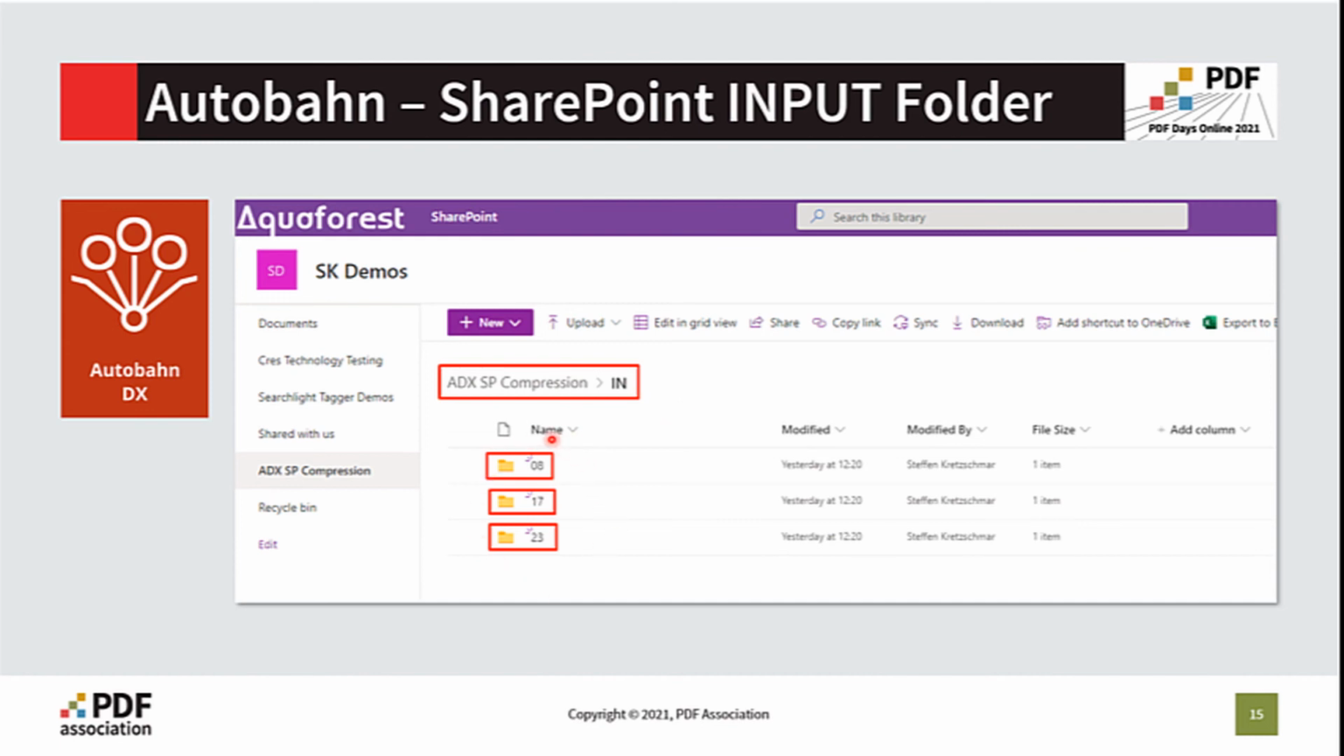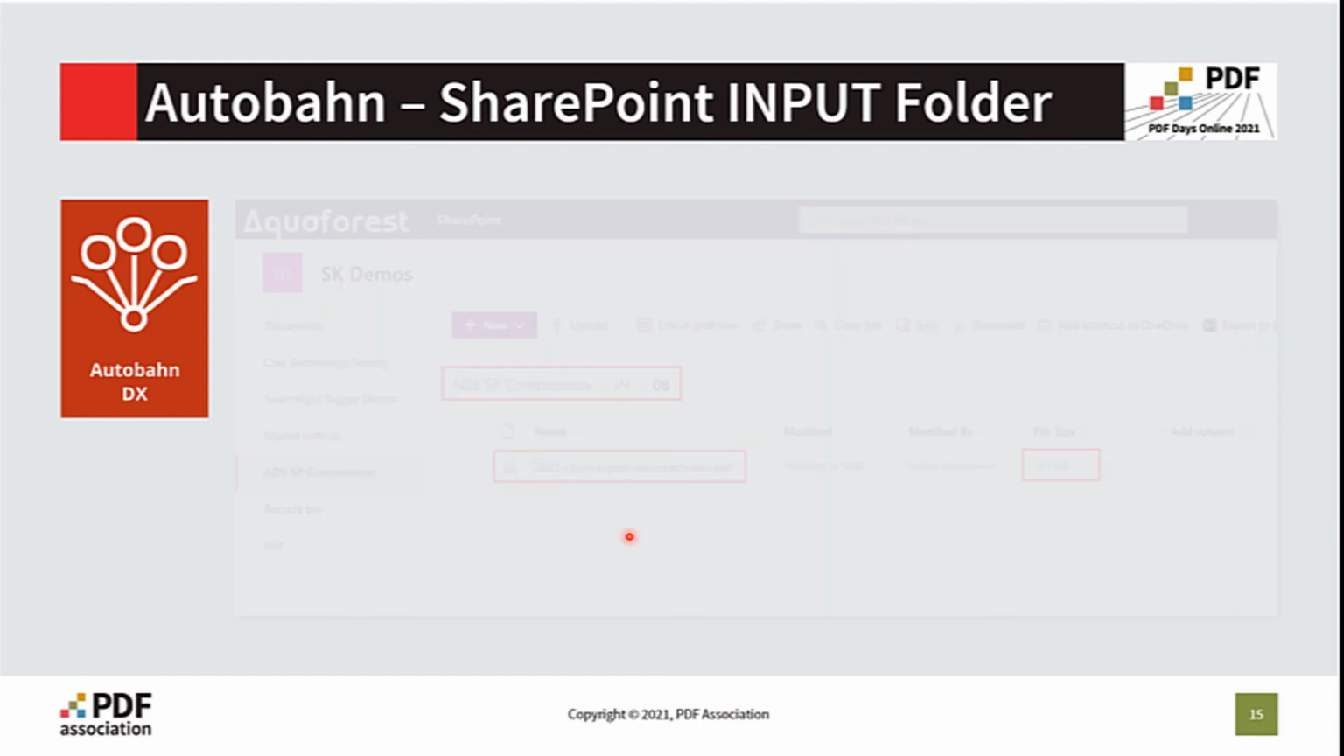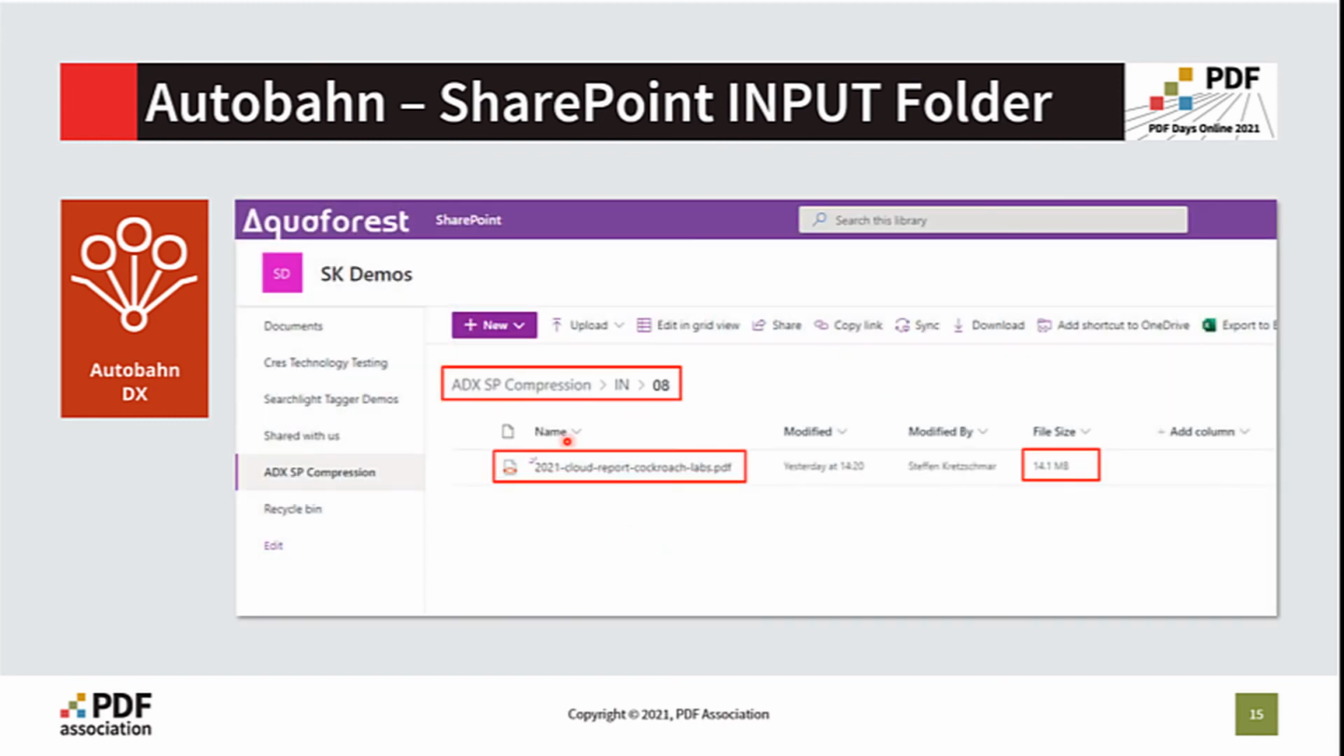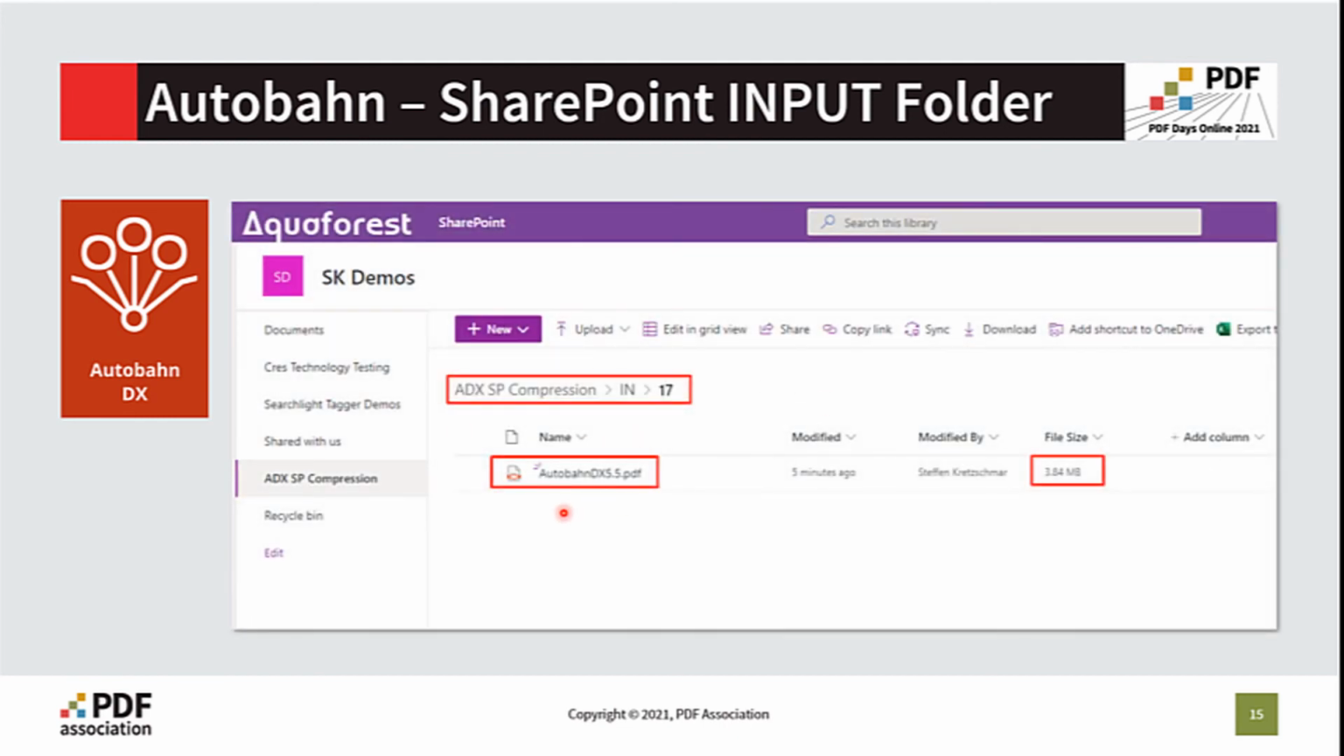In this case, there would be one subfolder for each employee. So the employee only really deals with his or her documents and does not get involved in any other person's documents. We've just taken a sample here to say we've got 08, 17 and 23. Let's take a look at some of them. So in the folder of employee 8, we've got a cloud report, currently 14.1 megabytes. In folder 17, we've got one of our reference guides for Autobahn, currently standing at 3.84 megabytes.